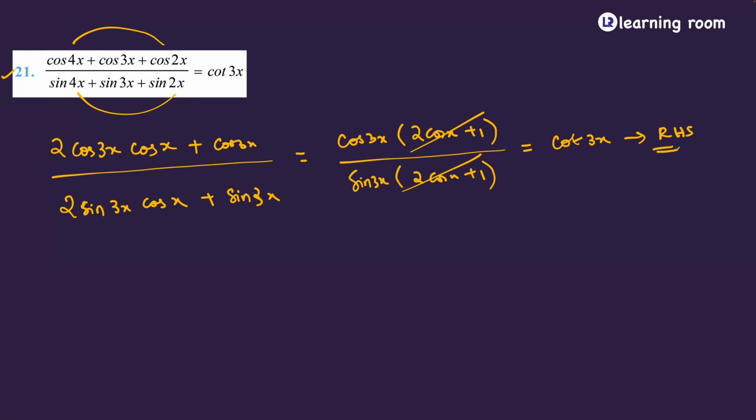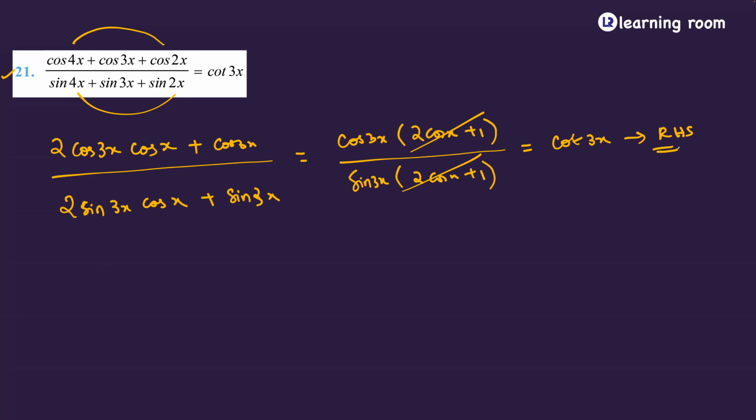If the values are not matching, you have to do it twice. That's it, no other option. Mostly it will match. If it is not matching, then you can't proceed like this; you have to manipulate it and there will be some common term here.